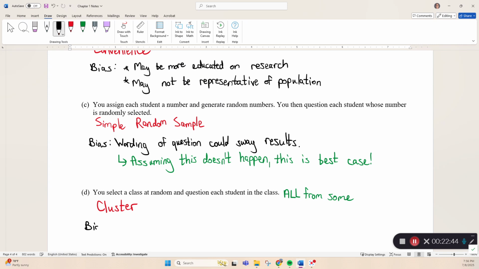So let's look at our biases again on this method. Well, certain classes may know more info or may have more knowledge. Or they may know less. Would your English class know as much as your biology class? Probably not. Which means it may not be representative of the population. So it kind of goes back to that one.